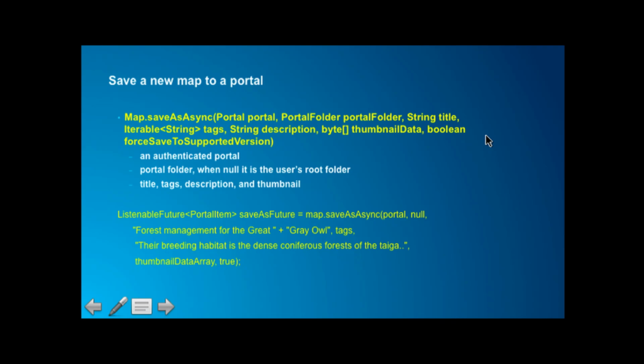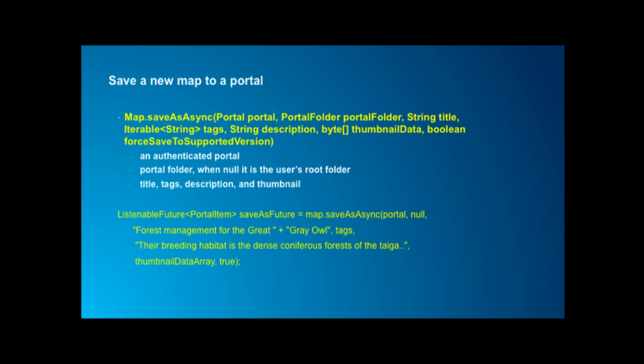Once you create a new map, you can use the save as async method on the map to save this map into your portal. To save a map, you need to have permission: the authenticating user must have a create permission to be able to save the map to your portal.